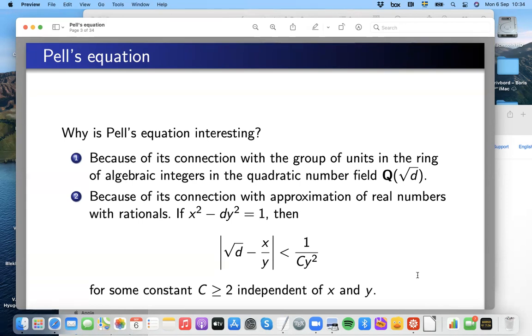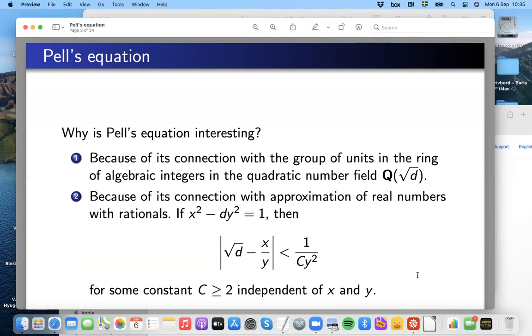The ring we are talking about consists of all numbers of the form a plus b times the square root of d, where a and b are rational numbers. This is called the quadratic number field. You can immediately see that you can add and multiply such numbers. And we'll be talking about how solutions of Pell's equation are so-called units in this thing.